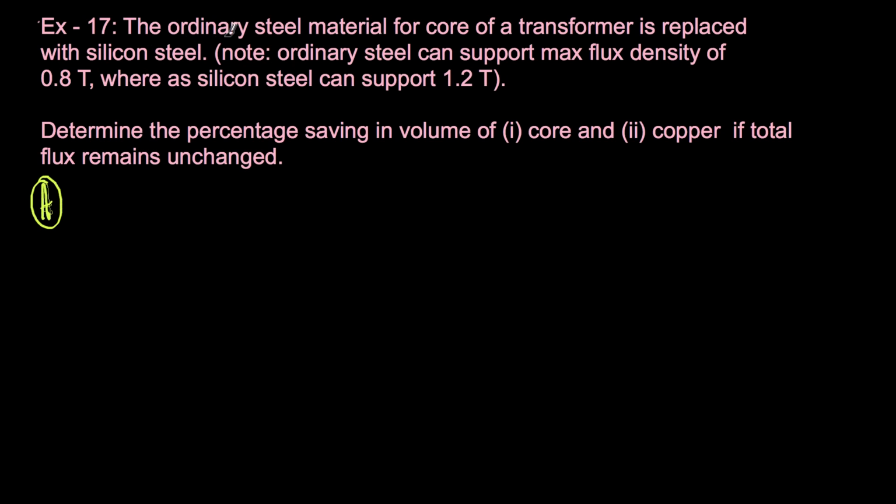The ordinary steel material for the core of a transformer is replaced with silicon steel. So basically we are replacing the core. The ordinary steel can support maximum flux density of 0.8 Tesla, whereas the silicon steel can support flux density of 1.2 Tesla. So as a result, what will be the advantage? Determine the percentage saving in the volume of the core and volume of the copper if total flux remains unchanged. All right, so looks like some kind of a confusing problem. So let's be safe by writing my equation, that is the EMF equation.